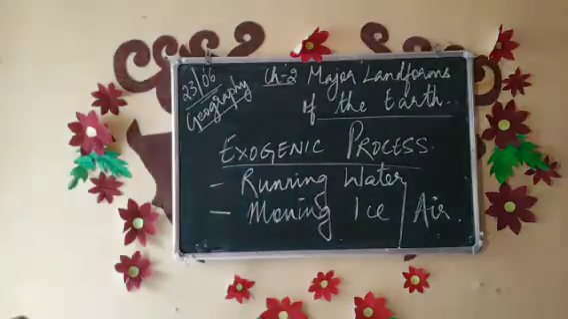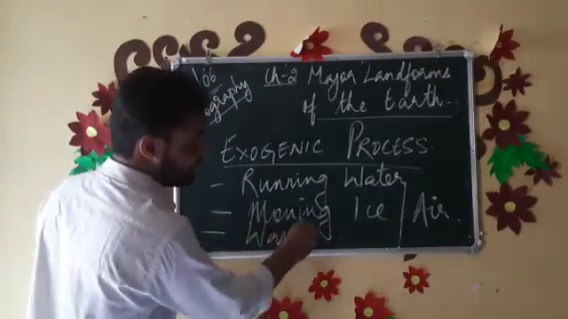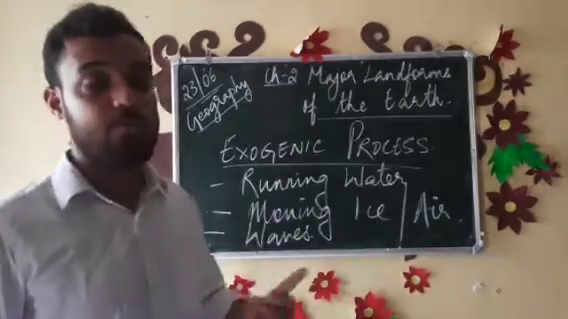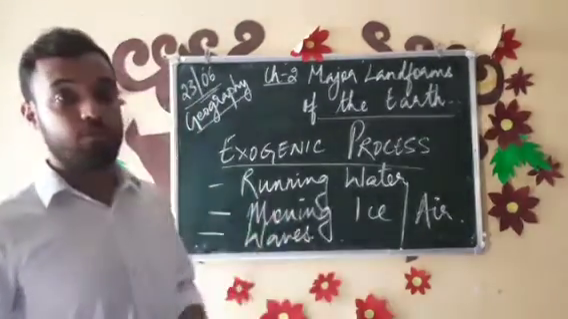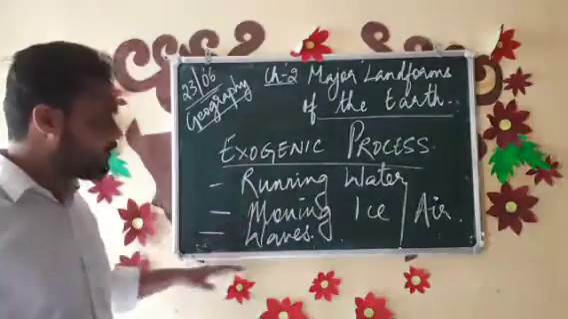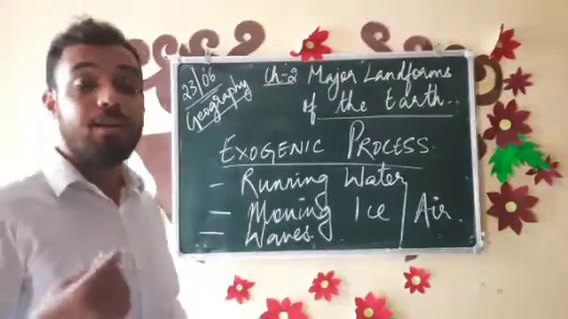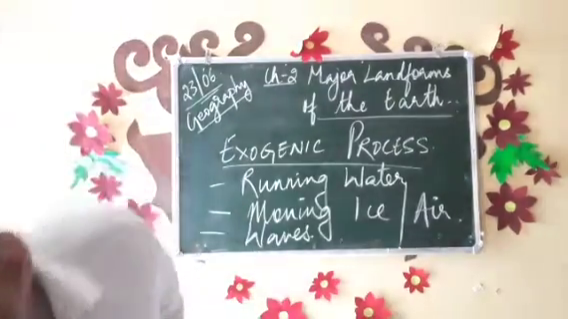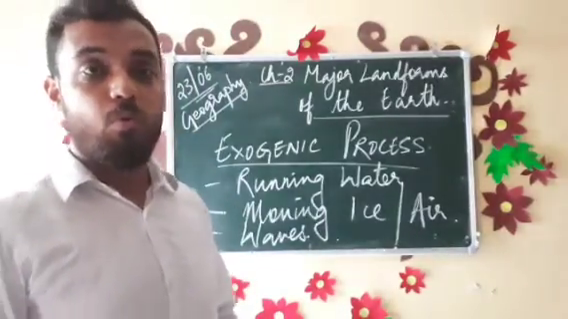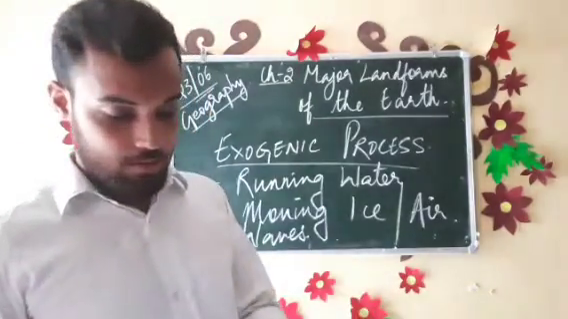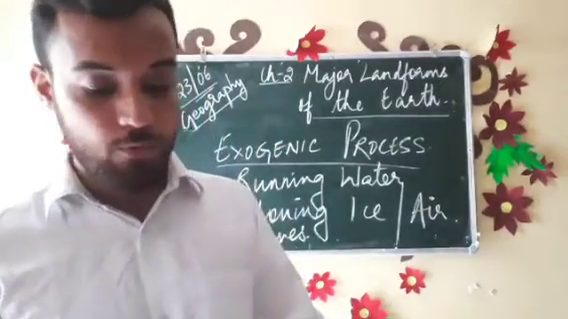Okay? Waves. What are waves? The sea waves. The sea waves, the river waves, they all can be seen on the surface of the earth. Okay? So these all are a few external processes that help in the formation of landforms. Now, I'm going to read out what's given in the book and then I'll explain whatever it is. These forces act on the surface of the earth and help in weathering.